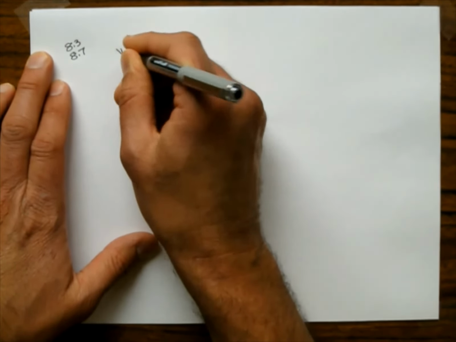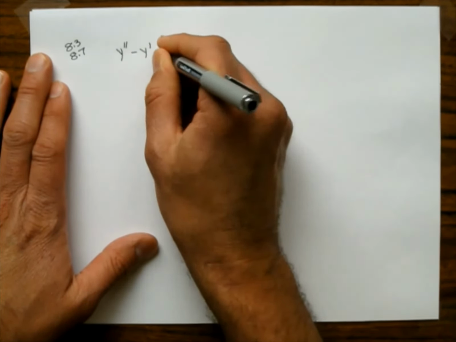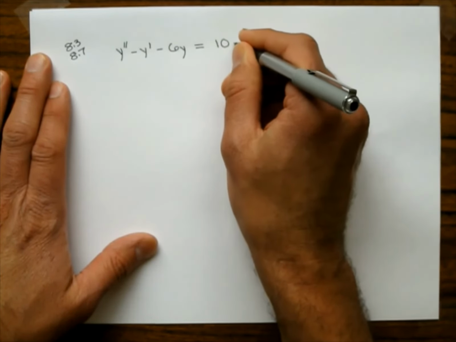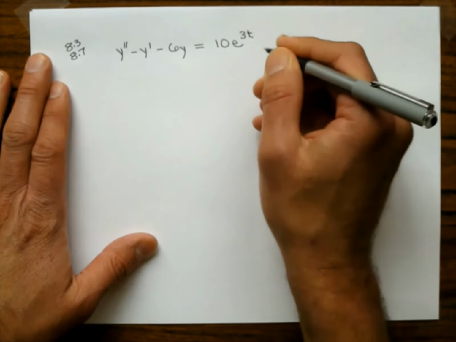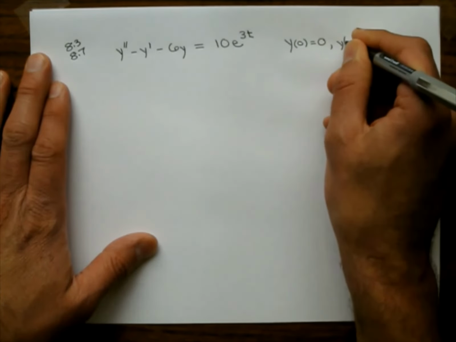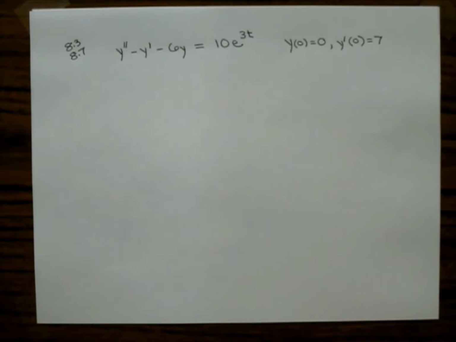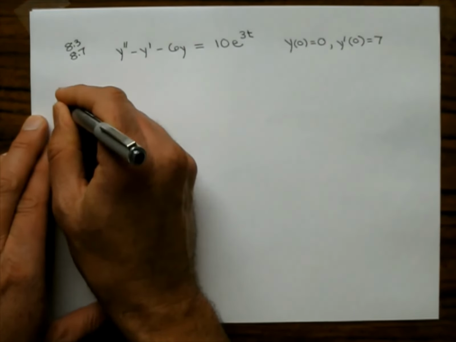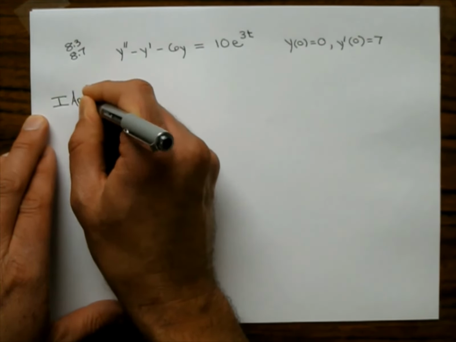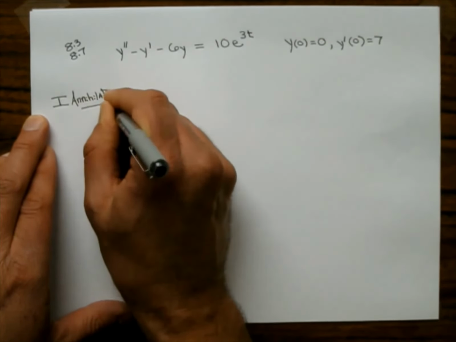We have a differential equation that says y double prime minus y prime minus 6y equals 10 e to the 3t, y of 0 equals 0, y prime of 0 equals 7. So it's an initial value problem. I'm going to solve this first, so I'll put Roman numeral number 1, by using annihilators. The method of undetermined coefficients is another name for that.